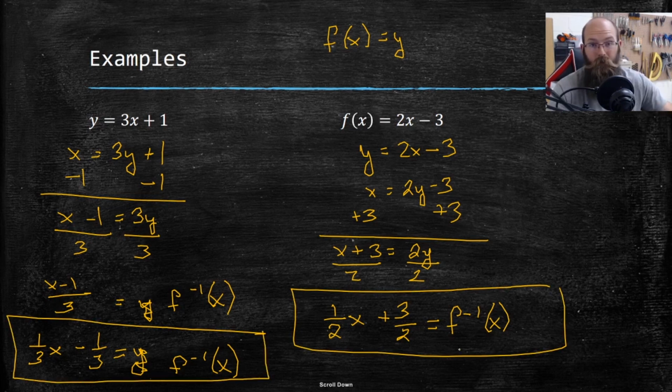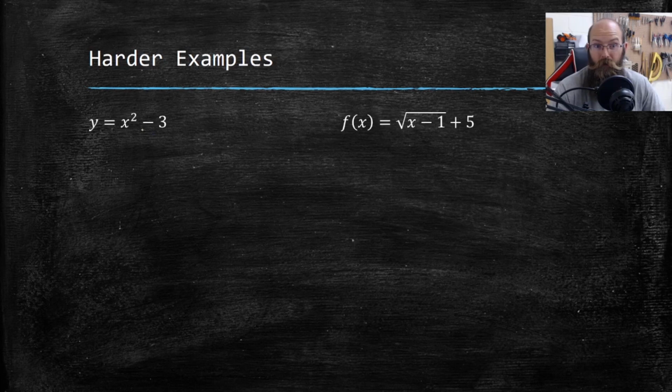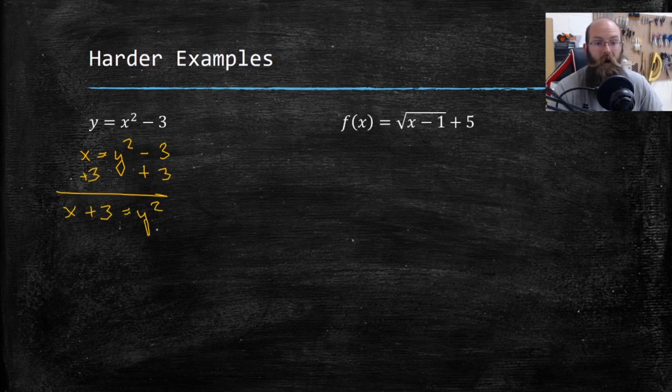Let's check out the next one. These are a little bit harder, right? I've got x squares and I've got square roots. I need to still do the same rules, right? I'm going to switch my x's and my y's. Then I need to solve for y. So I'm going to add 3. x plus 3 equals y squared. I need to get rid of that squared. To do that, I need to square root it.